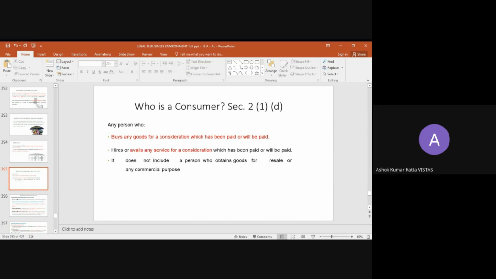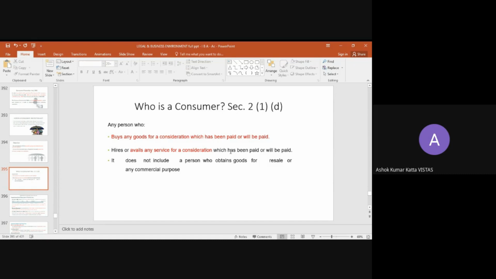So a consumer buys goods for consideration. Consideration means using, which has been paid for. Whereas a customer may pay the money, may not pay the money, but definitely is going to use the product. Now, according to the Consumer Protection Act 1986, Section 2(1)(d), the consumer is the person who directly buys the product for their consumption.